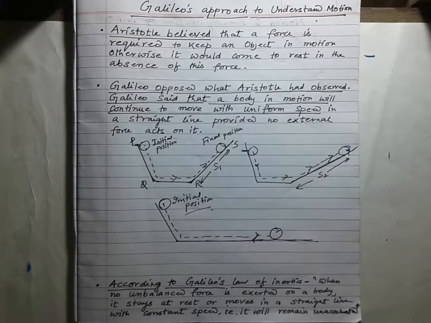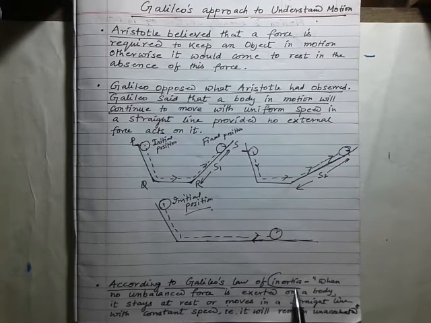Now, according to Galileo, there are some definitions, some laws of inertia. What I said was that the object will come to rest because of the friction. If this path is completely polished or there is no friction, the object will keep on moving. I'll explain the concept of inertia afterwards.